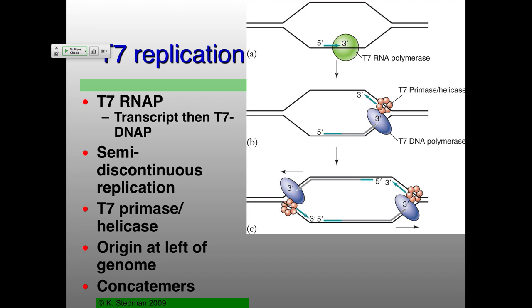So you don't have this same problem that we had with those RNA phage where you have the replicase and the ribosome running into each other. Everything's going in the same direction, so you don't have to worry about this. So you get lots of double-stranded DNA, full length of your genome.